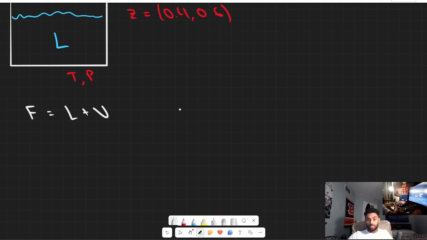We can then take that one step further, and we can create a component-based mass balance. So that'll look something like this. So our composition of component i times the overall feed, so this essentially gets us our mass that's in our initial feed, is equal to our liquid phase mole fraction of component i in the liquid phase plus our vapor phase mole fraction of component i in the vapor phase.